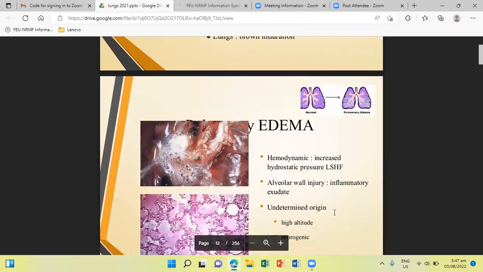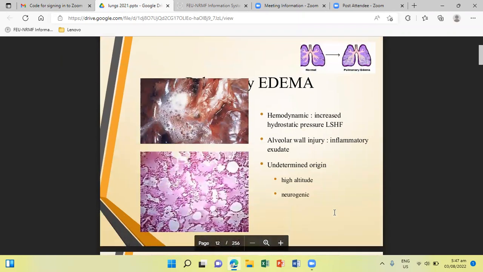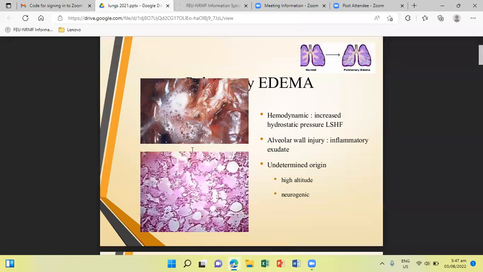This is an example of a lung parenchyma with pulmonary edema. As you can see in the illustration, this, as I have mentioned, is due to increased hydrostatic pressure. It is commonly occurring as a complication of left-sided heart failure. The frothing material that you see here is fluid accumulation. The fluid accumulation is initially in the basal region of the lower lobes. This is because this is the dependent area.